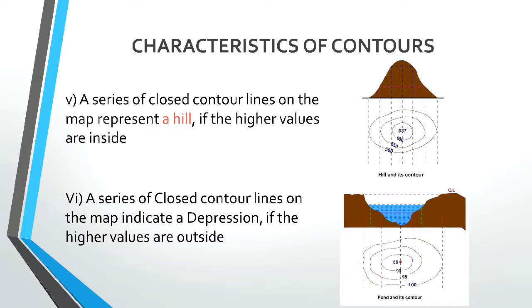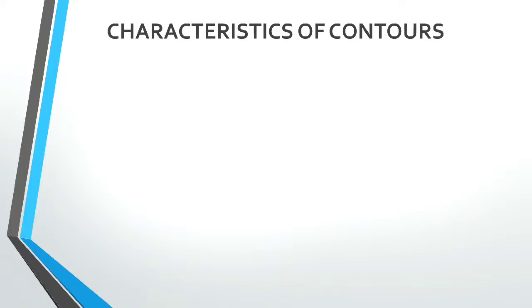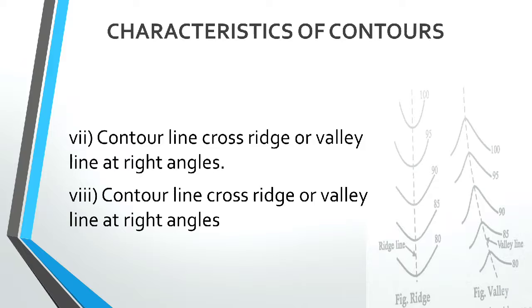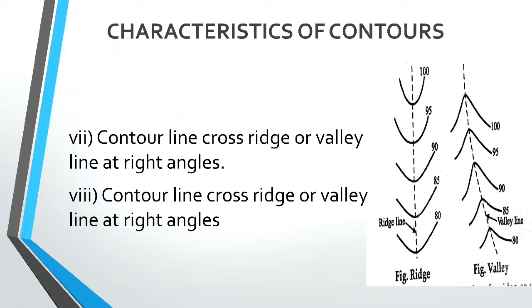Next, the characteristic of contour number 7. Contour lines cross a ridge or valley line at right angles. If the higher values are inside the bend or loop in the contour, it indicates a ridge. In number 8, contour lines cross a ridge or valley line at right angles. If the higher values are outside the bend, it represents a valley.